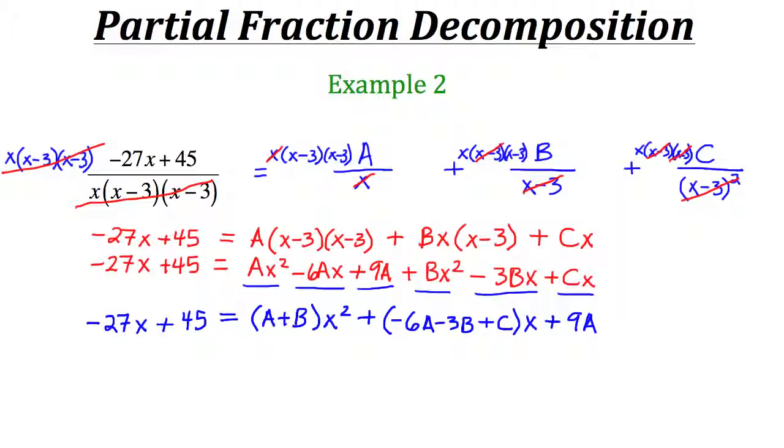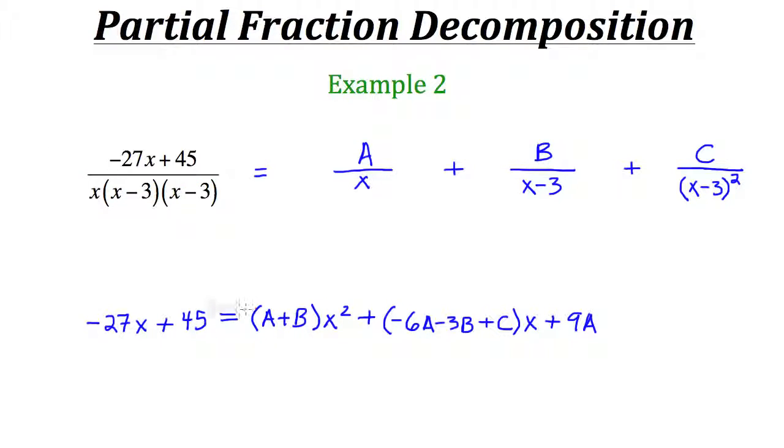Now we can analyze our result to create a system of equations. So when we take a look at the left-hand side, we don't have a term with x squared, which would imply that its coefficient is 0. So our coefficient of x squared on the right side, a plus b, should equal 0. And then on the left-hand side, we could also see that the coefficient for x is negative 27. So our coefficient for x on the right side of the equation, negative 6a minus 3b plus c, should equal negative 27. And then on the left side, we can see that our constant is 45, which means that our constant of 9a on the right side should also equal 45.